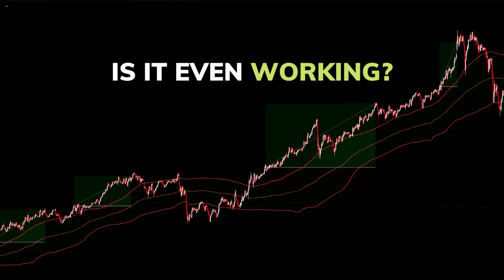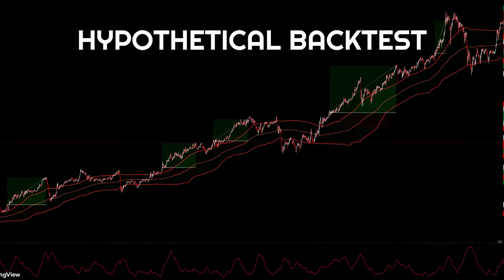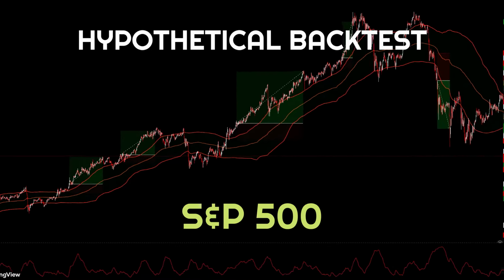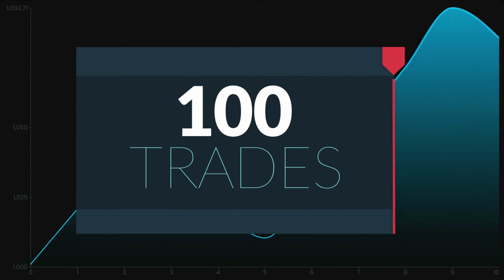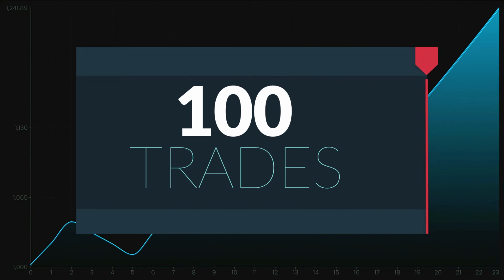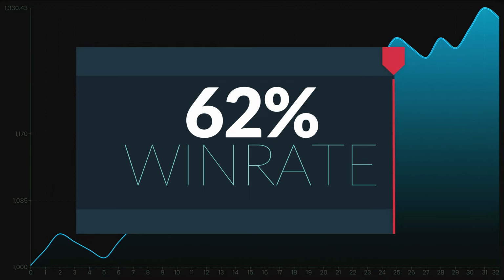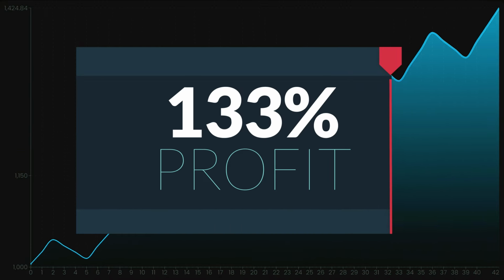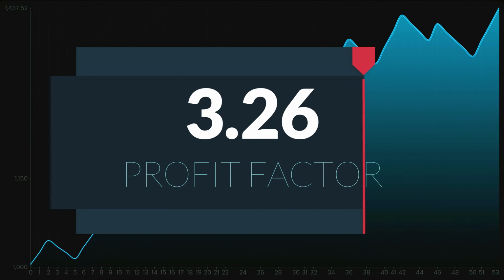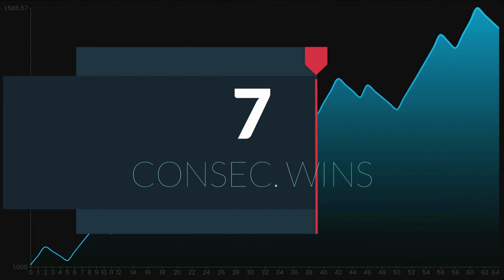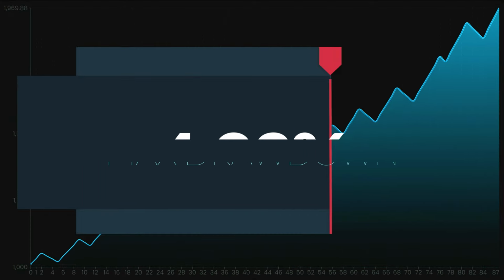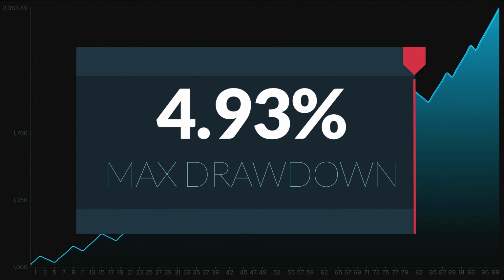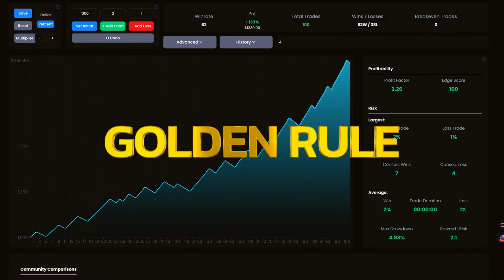We conducted a hypothetical backtest on the S&P 500 using a 1-hour time frame. And across 100 trades, the structure framework showed a 62% win rate, 133% hypothetical outcome, and a profit factor of 3.26. 7 consecutive wins at peak, 4 consecutive losses at worst, and maximum drawdown just under 5%. Not perfect, but consistent. And before considering trades in a demo environment, follow the golden rule.